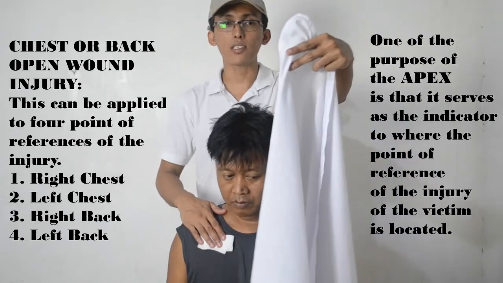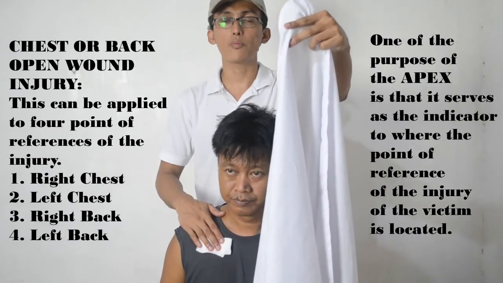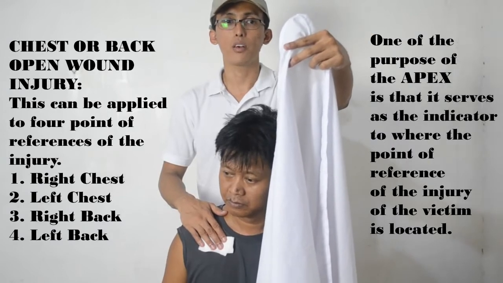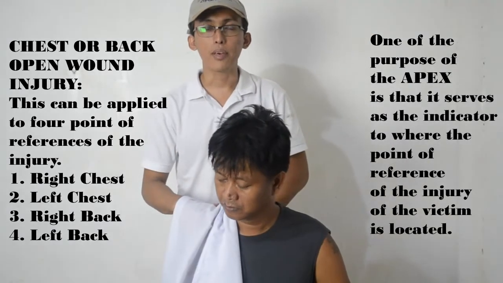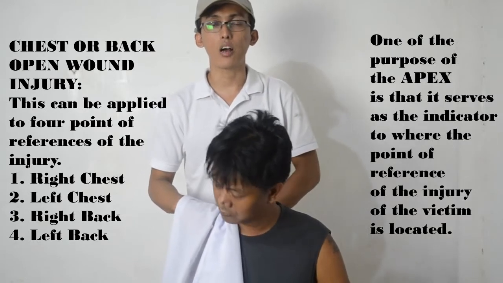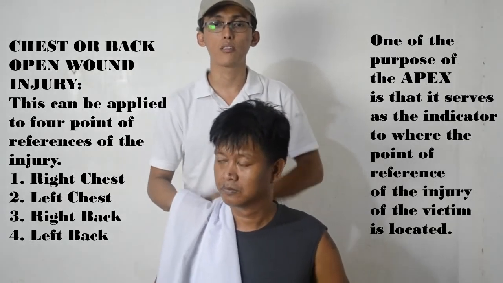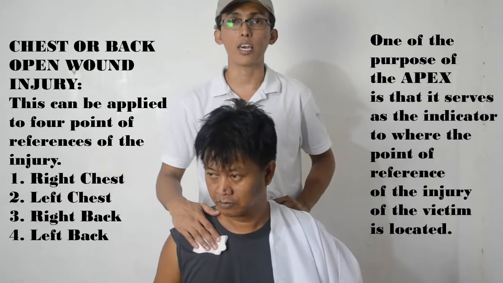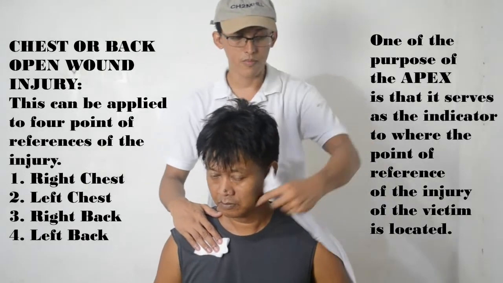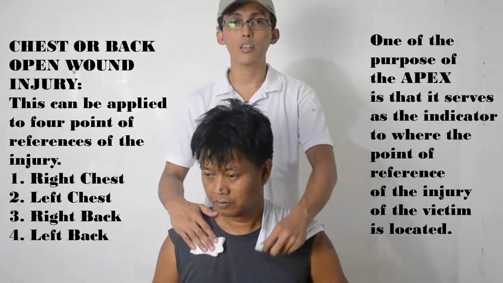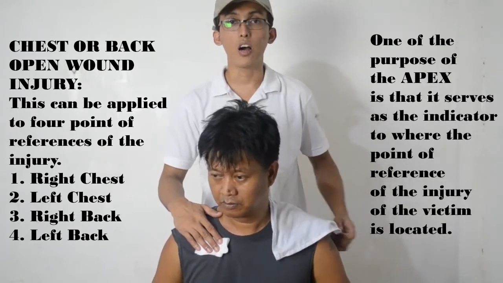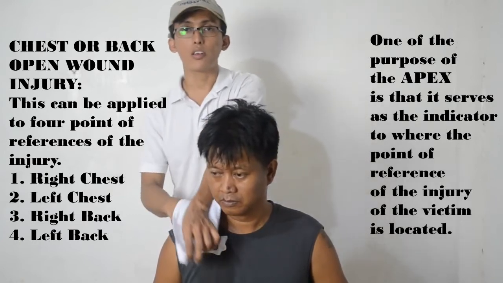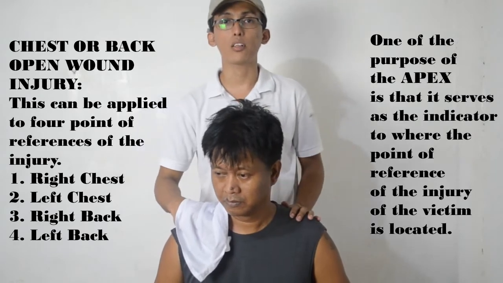So here, again, one of the uses of the apex will be to indicate the point of reference of the injury of the victim. So if I place it here, that means the probable location of the injury of the victim is on the right chest. If I place it here, the probable location is on the left chest. If I put it here, it means that the point of reference of the victim's injury is on the left back. If I place it here, the point of reference will be on the right back.